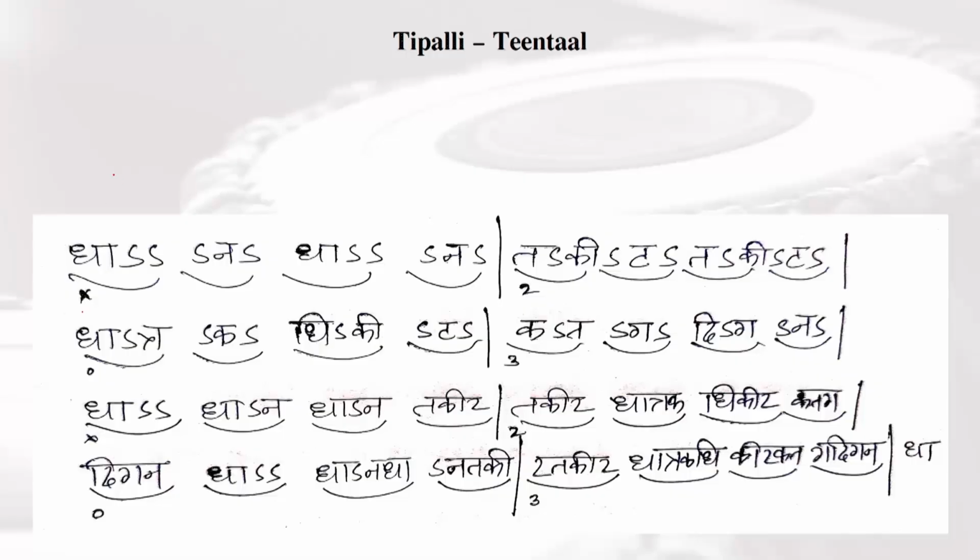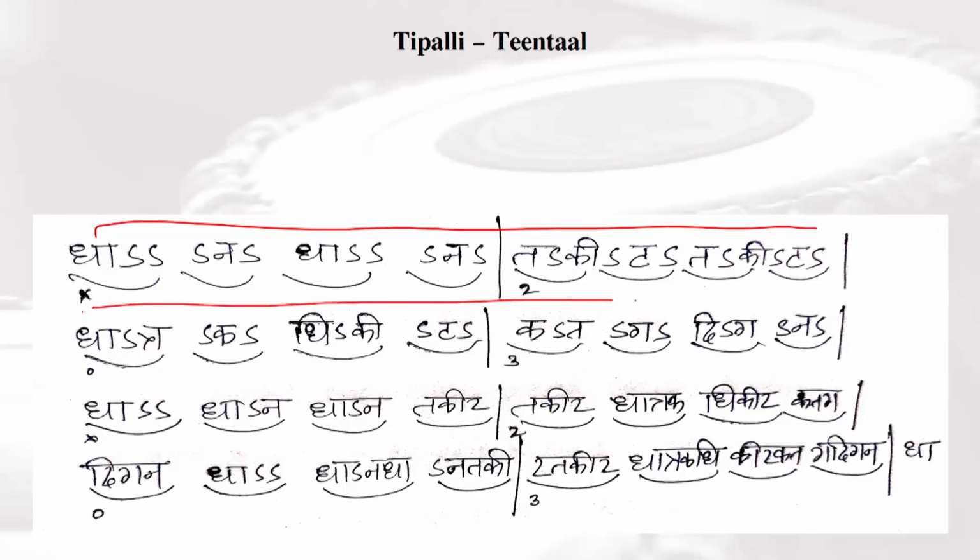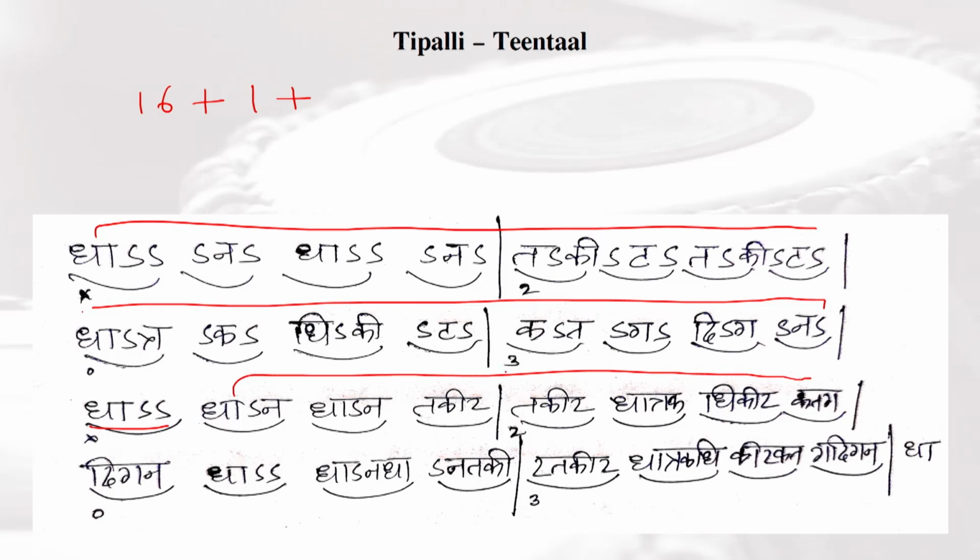So we have an example of tipalli in teen tal now. Just see the length of this tipalli with the first palla. So this is dhana dhana takita takita dhataka dhikita kata gadigana. So this is total 16 matras plus 1, we have 1 matra pause here plus 1. Then again we have dhana dhana takita takita dhataka dhikita. So dugun of the first one, so katagadigana until this matra.